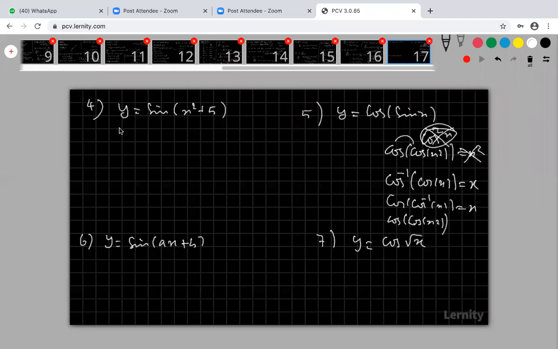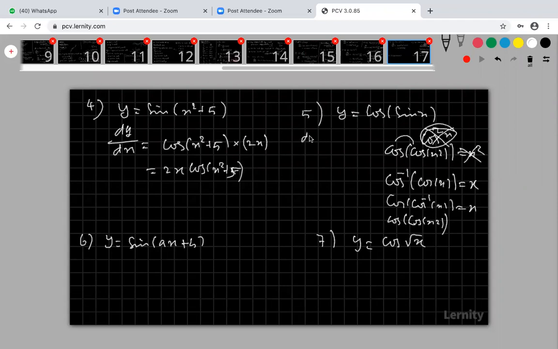Let's look at that. What about this dy by dx? Sine of x square plus 5. Sine differentiation is cos. You can consider this as x and write it. And now differentiate this x. This is 2x. 5 differentiation is constant, 0. So therefore 2x cos of x square plus 5.